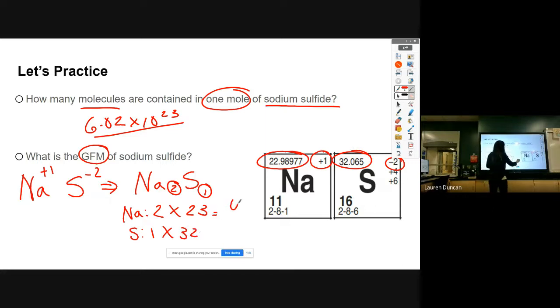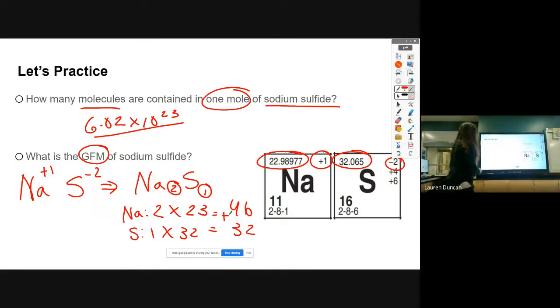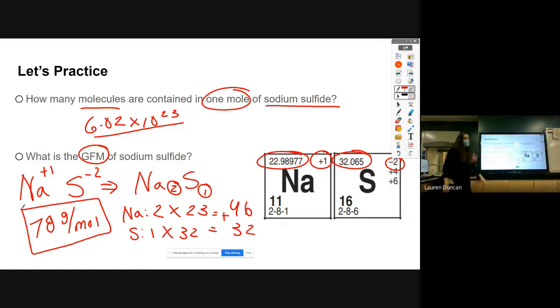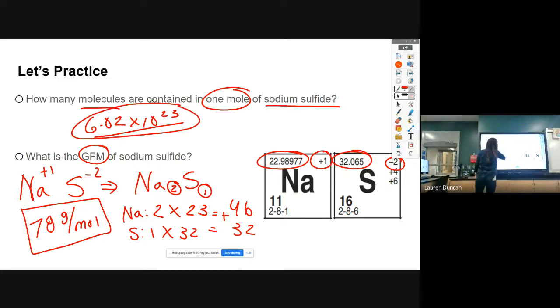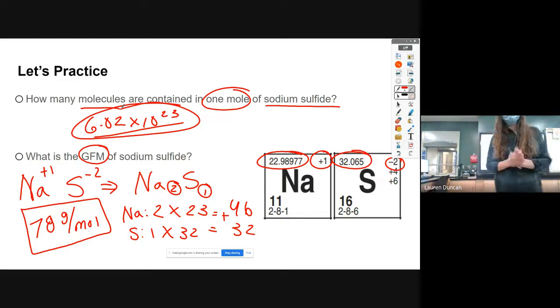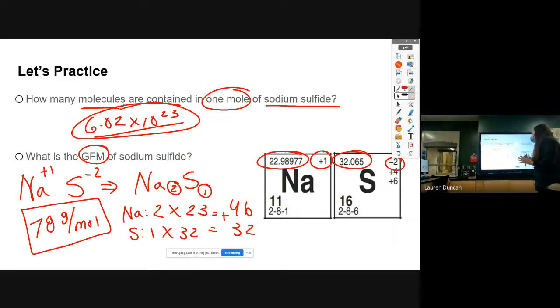2 times 23 is 46. 1 times 32 is just 32. The very last step to get the gram formula mass, or the mass of 1 mole of sodium sulfide particles, would be to add those two together. 46 plus 32 comes to 78, and the correct units would be grams per mole. So what we just figured out is if we had 1 mole, or this many particles of sodium sulfide, and we put them on a scale, the approximate mass of those particles would be 78 grams.